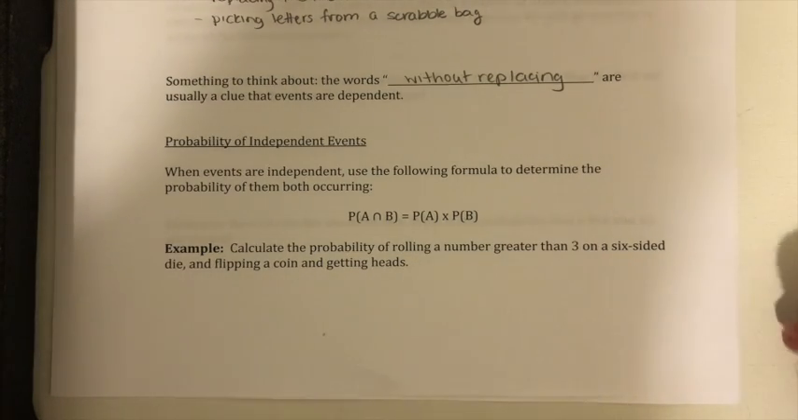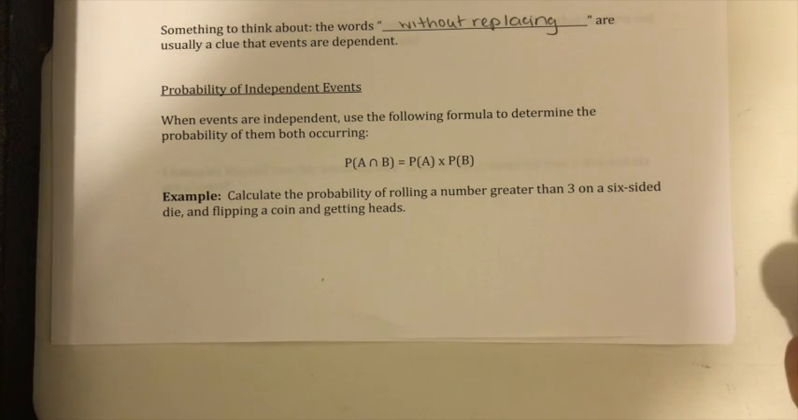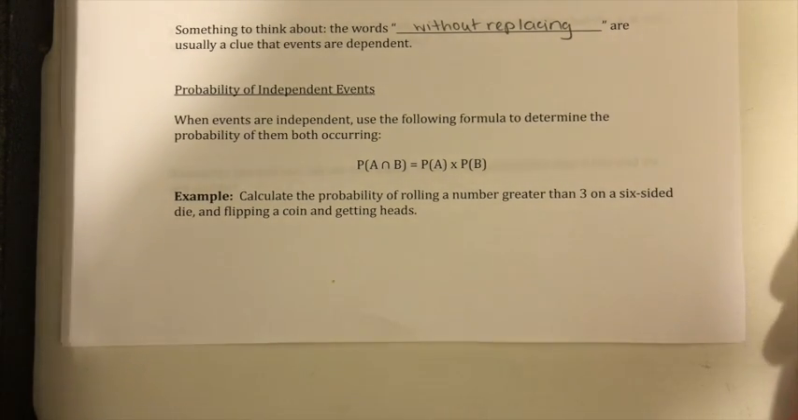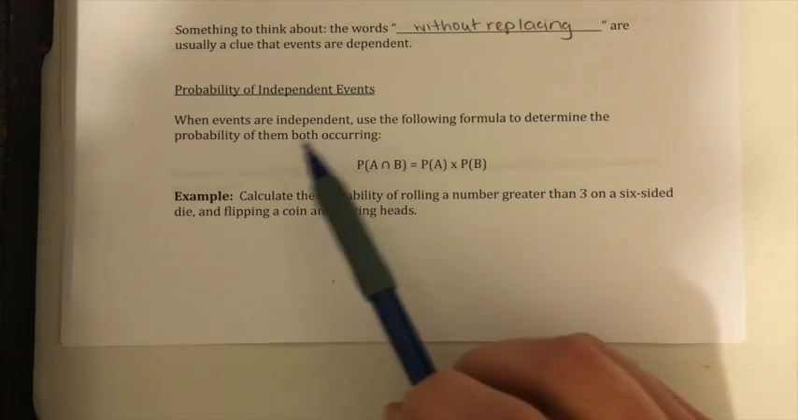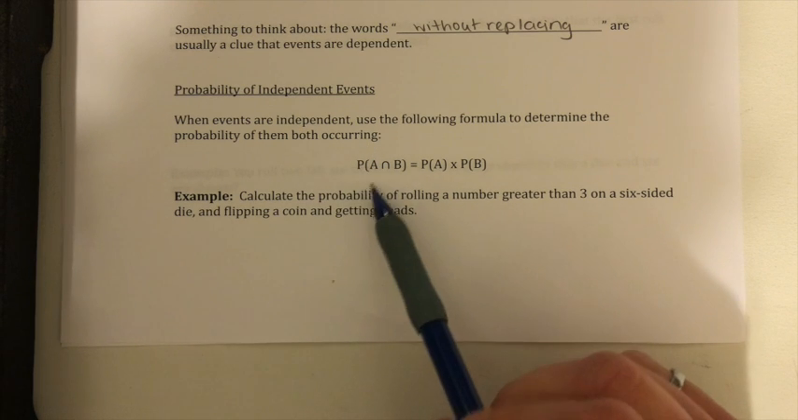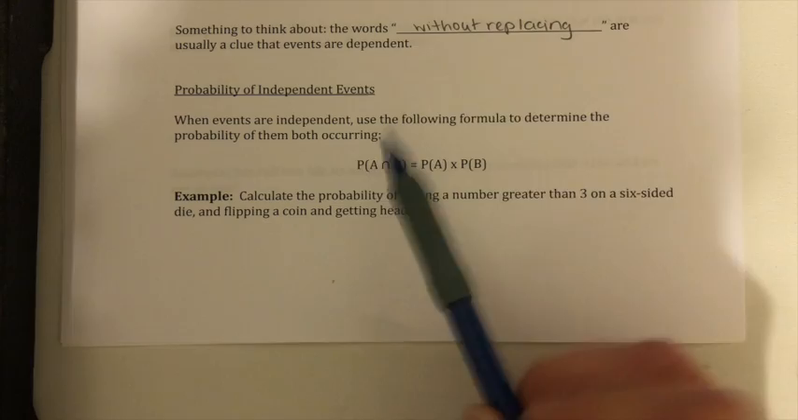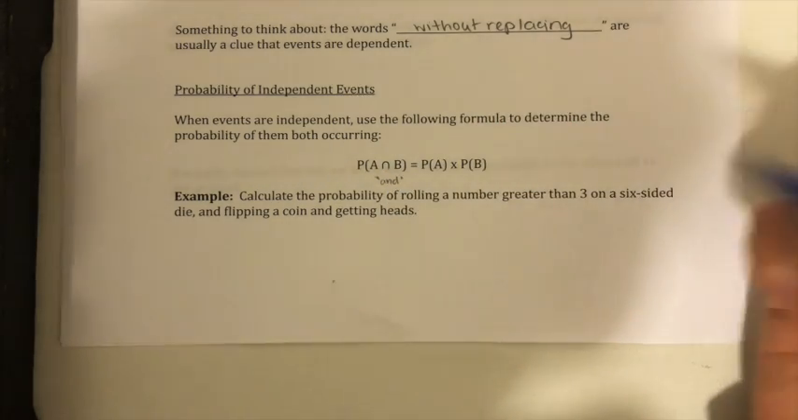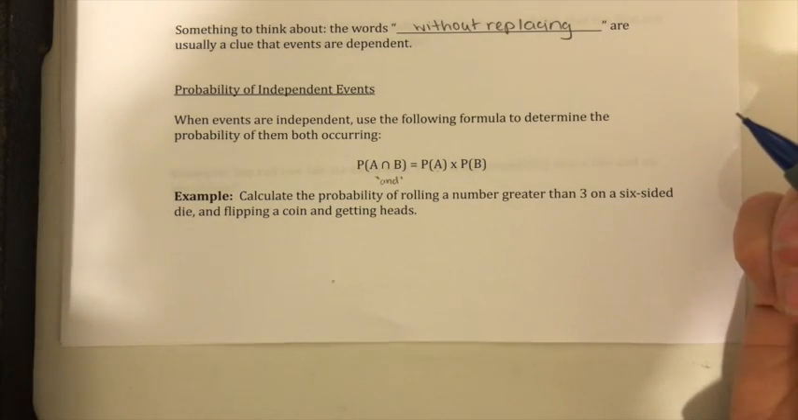So if we're talking about the probability of independent events, you guys have actually been doing this in previous math courses. So you would have done this in like grade 8 and grade 9. So when events are independent, use the following formula to determine the probability of both of them occurring. So the probability of A intersect B. So remember, this thing means "and." So A and B have to happen is the probability of A and the probability of B multiplied together.